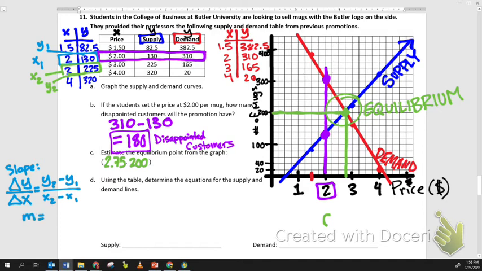So to find the slope for my supply equation, I would do y2 minus y1. That's 225 minus 130 over x2 minus x1, 3 minus 2. That is a 1. And when I do 225 minus 130, I should get 95. So my slope for my supply is 95. 95 over 1.